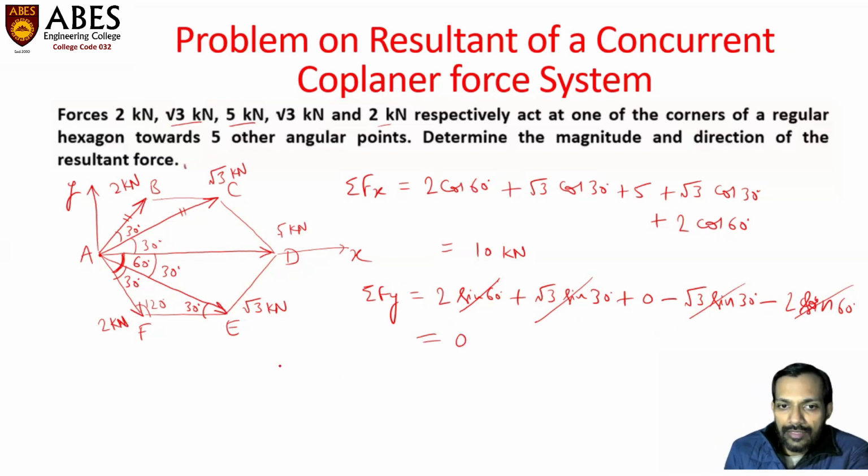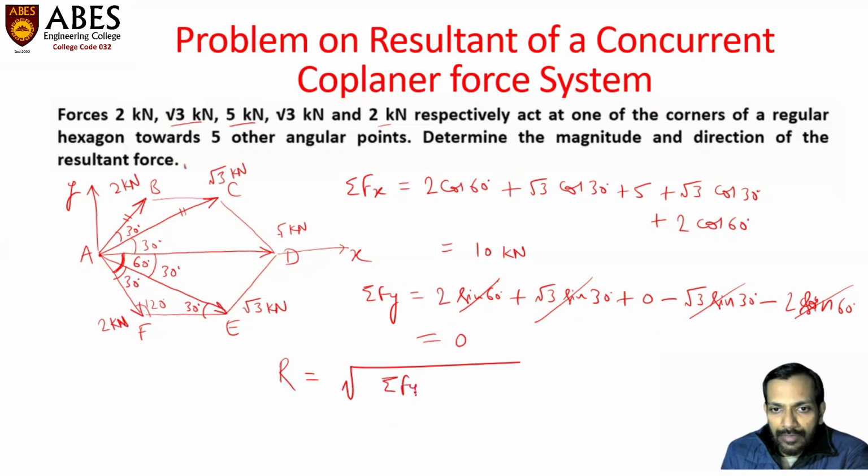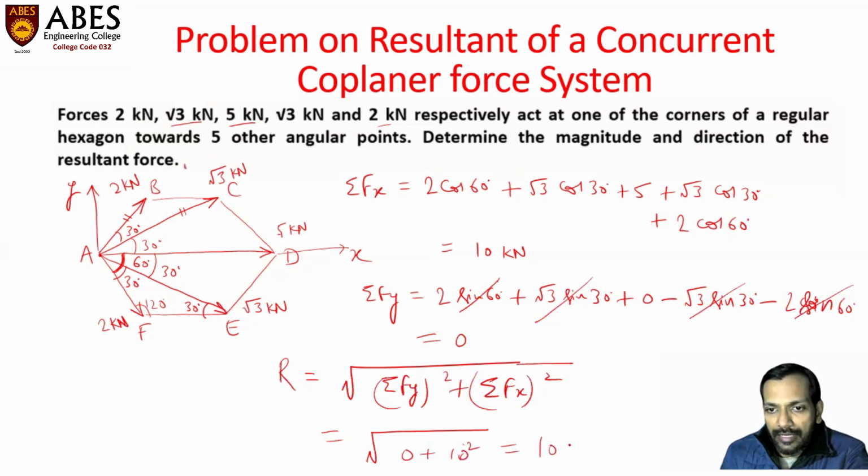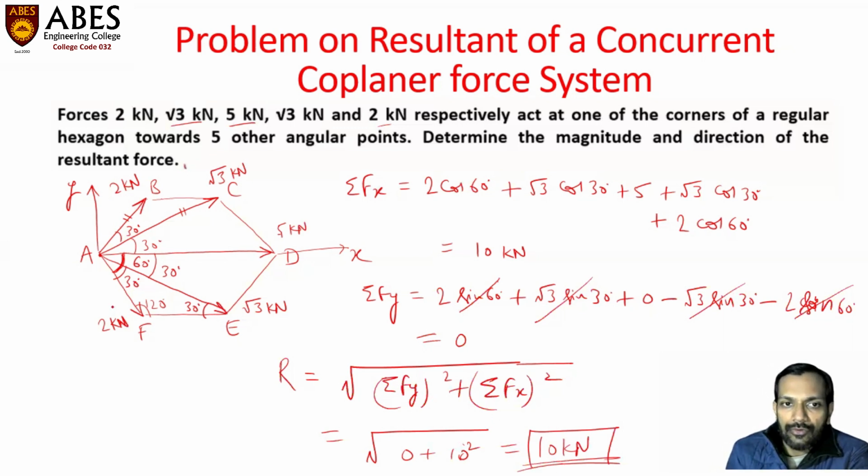So how can we calculate the resultant? The resultant will be equal to under root of summation of forces along y-axis square plus summation of forces along x-axis square, which is equal to under root of 0 plus 10 square, that is 10 kilonewton. So the resultant of these five forces is equal to 10 kilonewton.